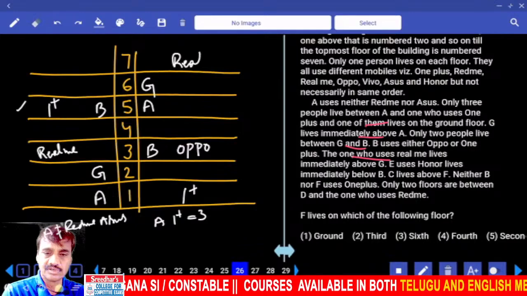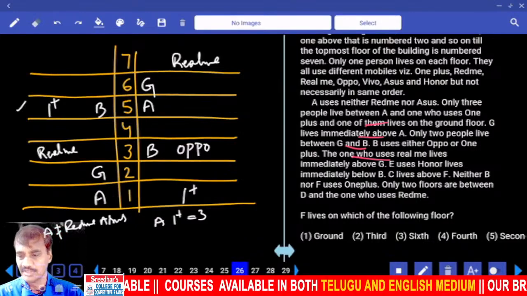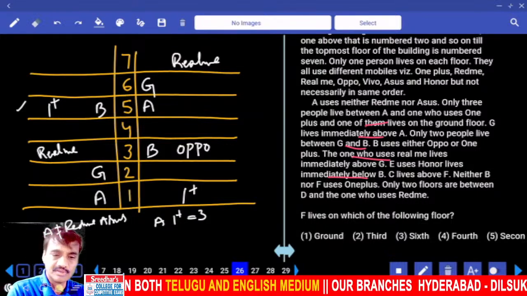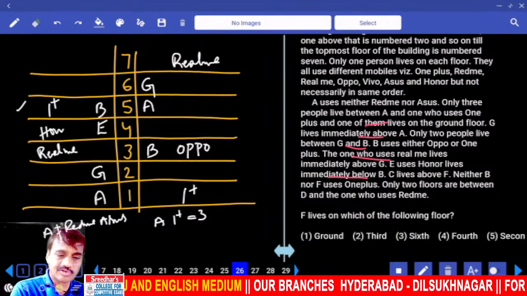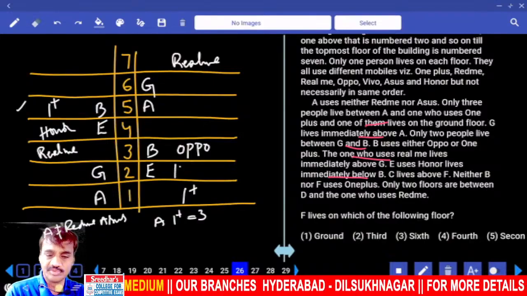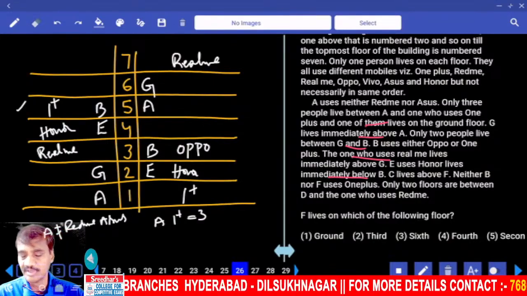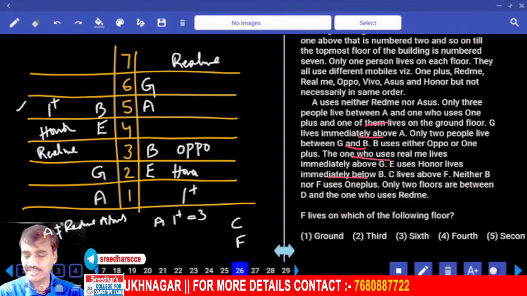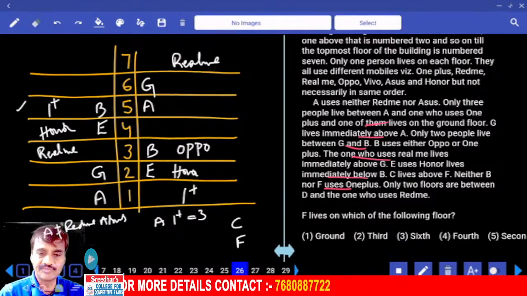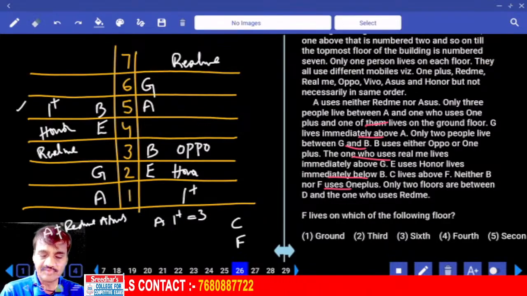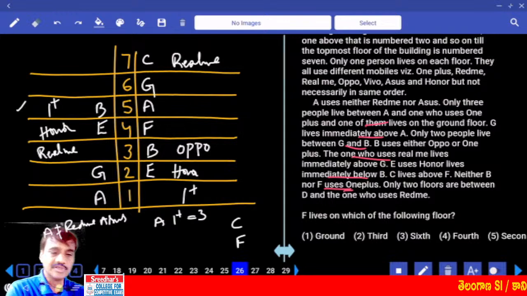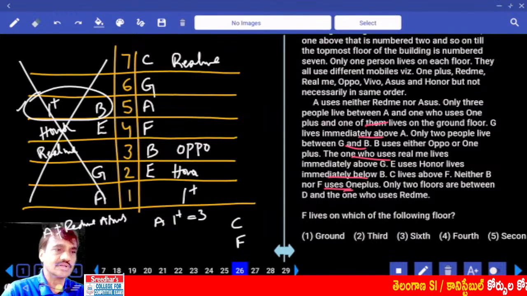Now in this case, Realme is on the top floor. And E uses Honor and lives immediately below me. Now E, Honor, immediately below me. Then C lives above F. Then neither B nor F uses 1+. B and F cannot use 1+, and accordingly C will be placed. Clear? Neither B nor F uses 1+. Here B uses 1+, and this case is invalid.